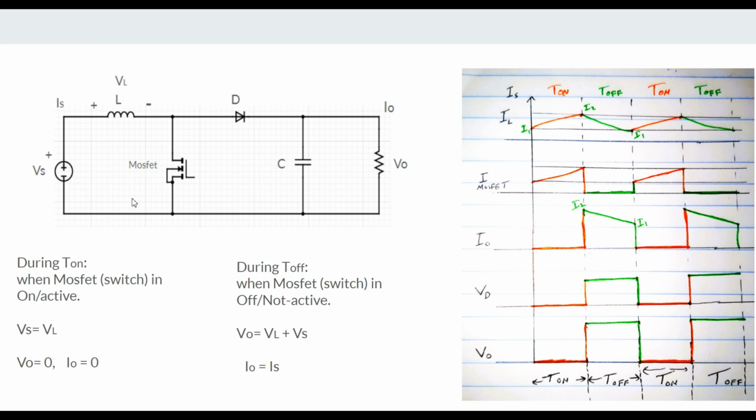So let's start now. We are going to consider that this MOSFET is on. On means this MOSFET switch is active. It means that we have some voltage at its base or at this gate, due to which the current can flow through this path. Keeping this in mind, I will explain this.